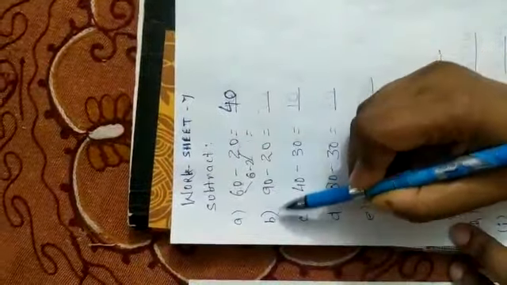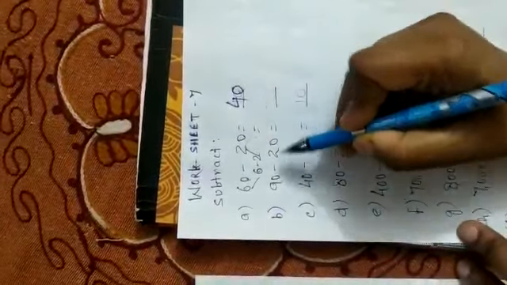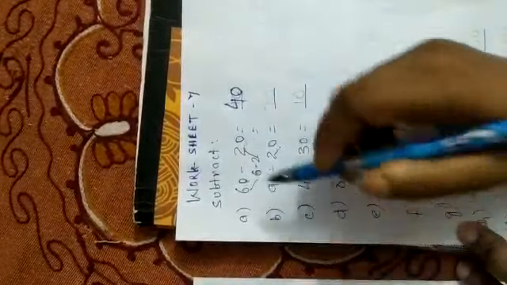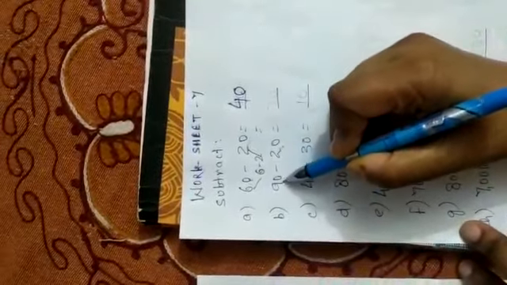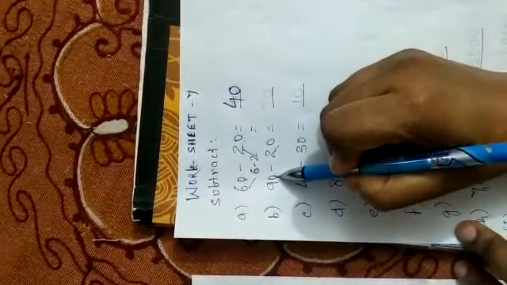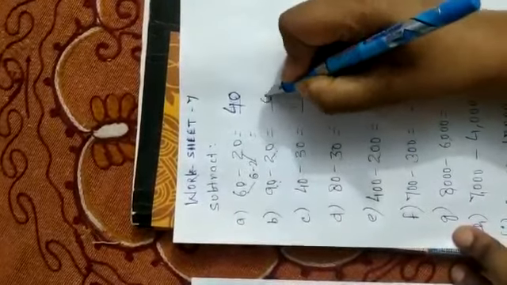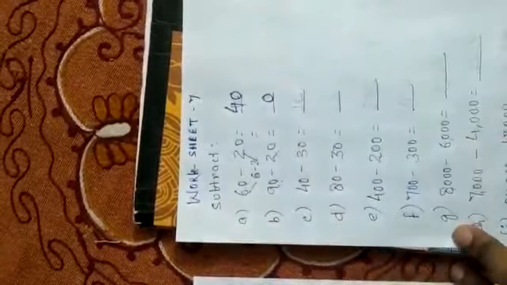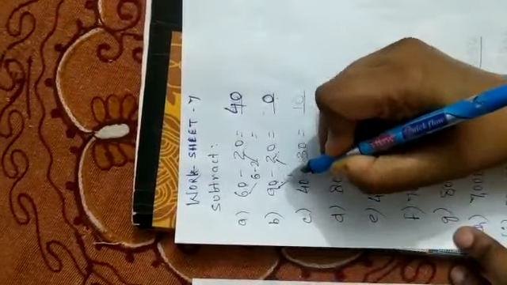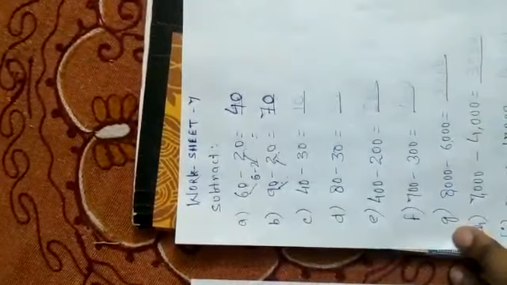Similarly, now B, 90 minus 20. Here 90 and 20 are in the same place, that is tens. First step. Second step, in 90, 1 zero is on the right side, and in 20, 1 zero is on the right side. So hence the difference has 1 zero on the right side. Now the third step is subtract 9 minus 2. So 9 minus 2 is equal to 7.